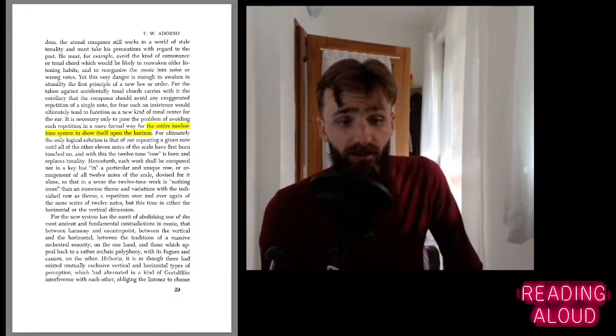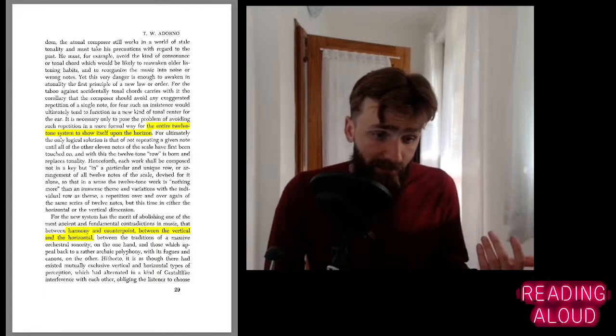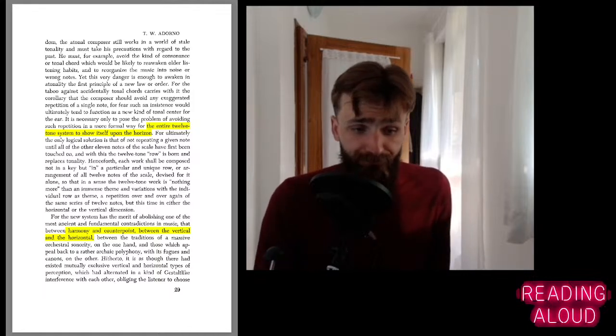For the new system has the merit of abolishing one of the most ancient and fundamental contradictions in music, that between harmony and counterpoint, between the vertical and the horizontal, between the traditions of a massive orchestral sonority on the one hand, and those which appeal back to a rather archaic polyphony, with its fugues and canons on the other.